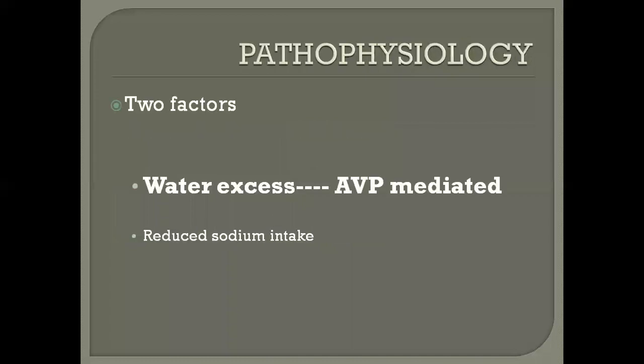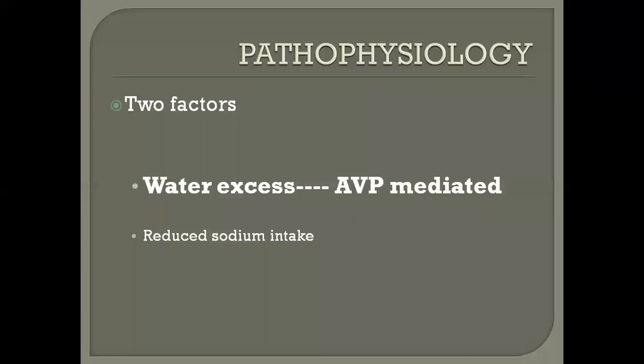The pathophysiology of hyponatremia is actually quite complicated because there are several factors in play, and different authors have tried to use different ways to explain it. But I will present a very simplified pathophysiology. Basically there are two factors. Factor number one is water excess, which is the dominant factor. And the second factor, which may be there in some conditions, is reduced sodium intake.